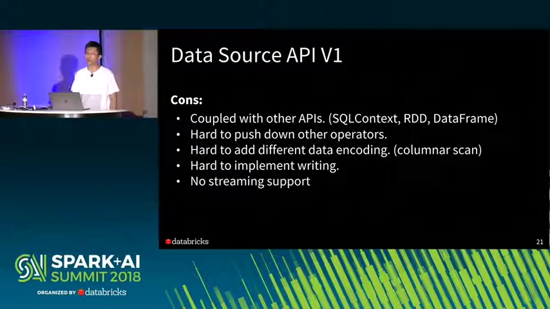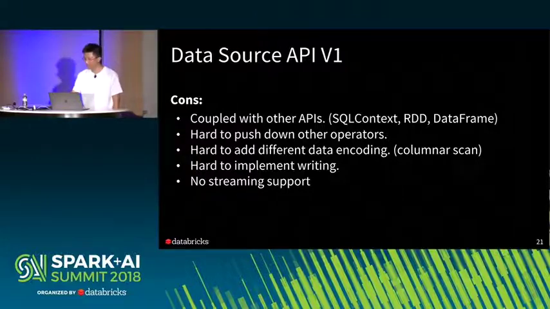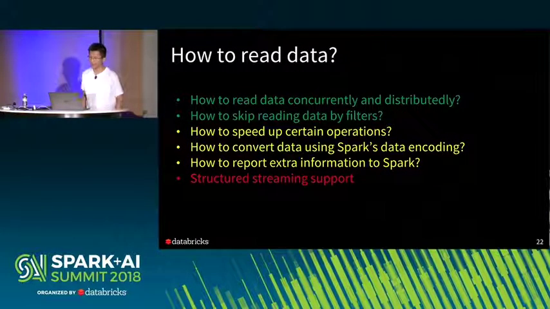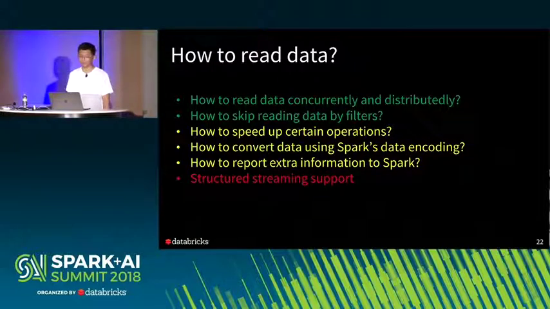So to fix these problems, in Spark 2.3, we started our work. Here is a summary of the requirements that V1 doesn't succeed in handling. For reading data concurrently and distributively, yes, RDD and the V1 API can handle that. And the V1 API can also support filter push-down to skip data reading by filters. However, if we want to speed up certain operations by pushing down more operators, it's only partially supported because it's very hard to add a new interface for it. And for other new encodings, it's also very hard, as I showed before. For extra information, we only have a few bytes. And if we want to add more, like data partitioning, it's also hard to evolve the API. And also, there's no streaming support.